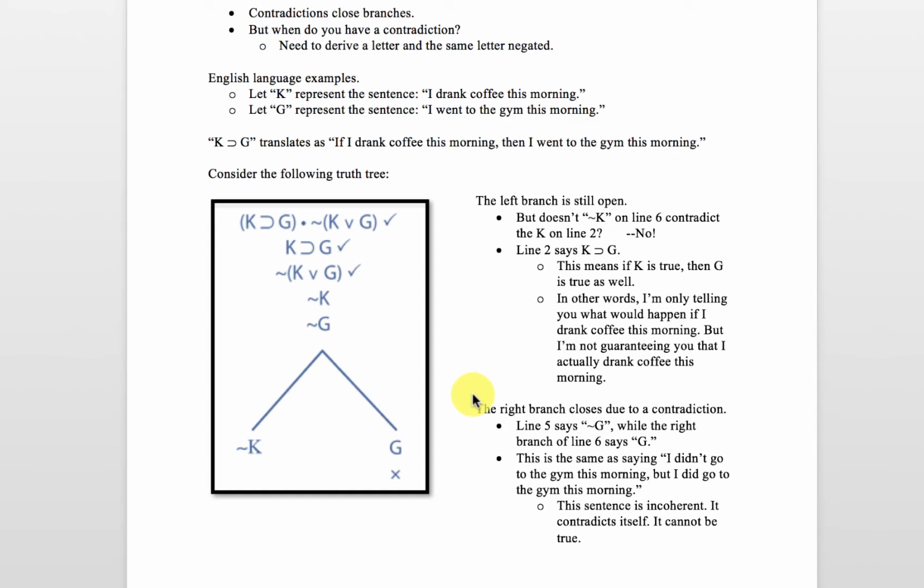Now, look at the right branch. Line 5 says not G, whereas on line 6 of the right branch we have G. This is the same thing as saying on line 5, I did not go to the gym this morning. Then on line 6, I went to the gym this morning. These two assertions are obviously incompatible. Either I went to the gym this morning or I didn't, and that's precisely why this branch closes. They directly contradict each other.